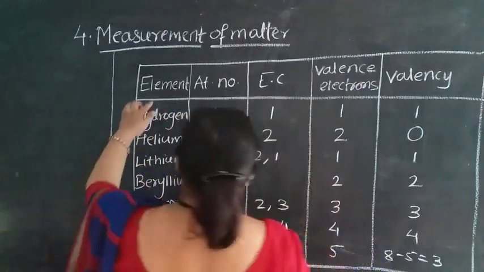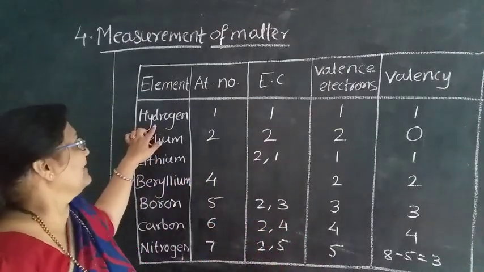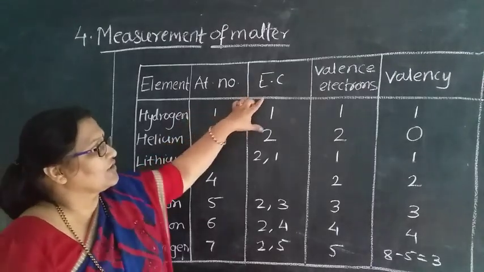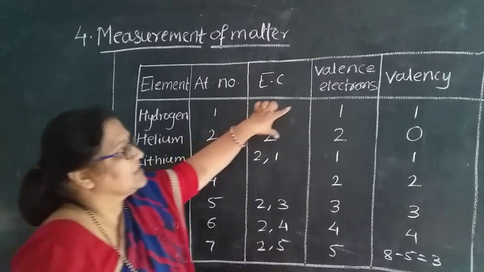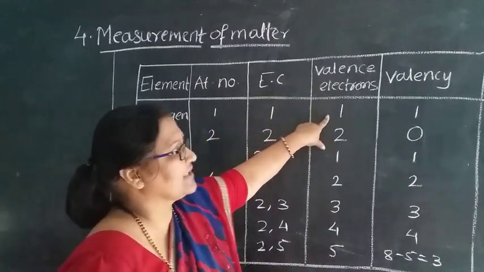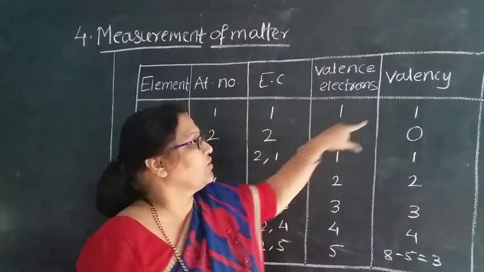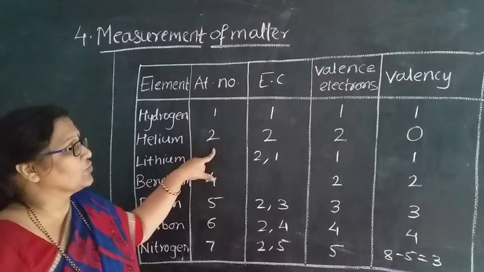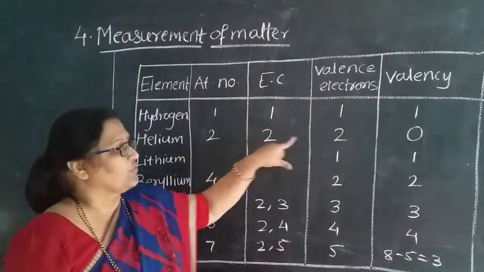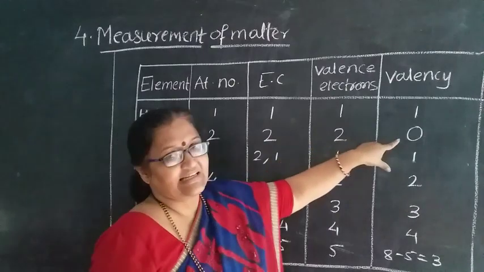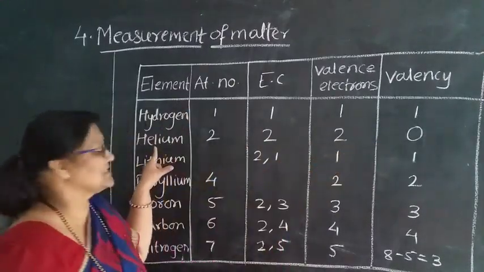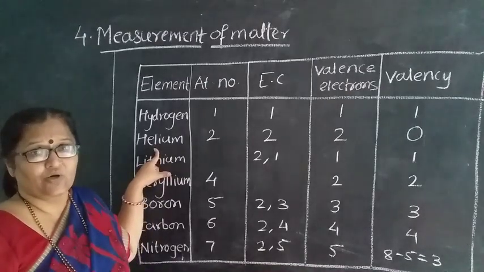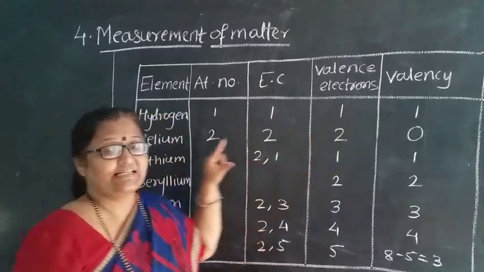See here. The element is hydrogen. Atomic number is 1, so electronic configuration is also 1, valence electrons are also 1, and the valency is also 1. Similarly helium: atomic number is 2, electronic configuration is 2, valence electrons are 2 and valence is 0. This is 0 because helium is an inert gas, and whenever you study an inert gas, you know that valence is 0.